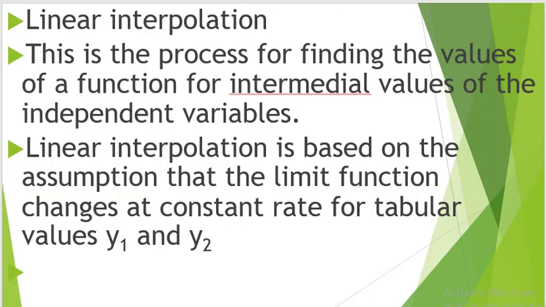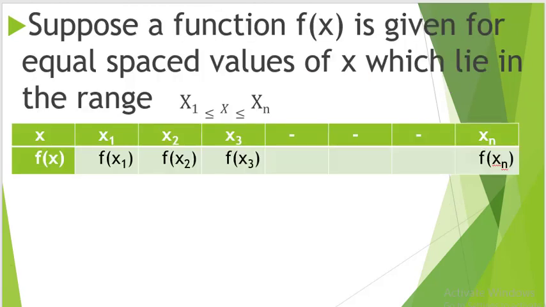I'll start with linear interpolation. This is the process for finding the values of a function for intermediate values of the independent variables. Linear interpolation is based on the assumption that the function changes at a constant rate between tabular values y1 and y2. Suppose a function f of x is given for equally spaced values of x, which lie in the range x1 less than or equal to x less than or equal to xn.